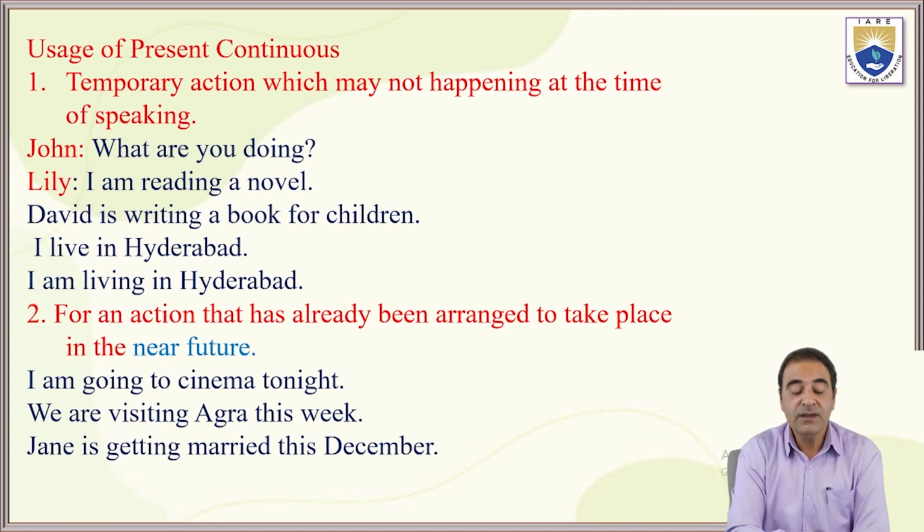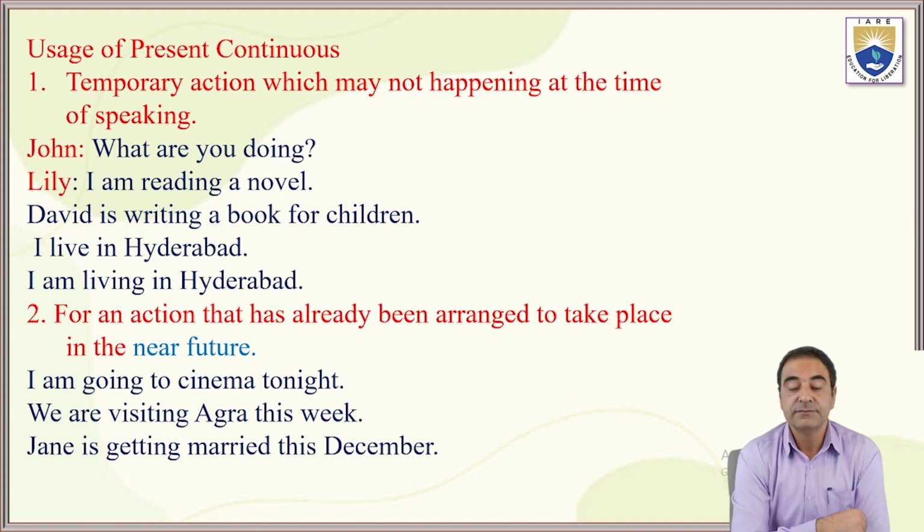Here, present continuous tense is also used to express a temporary action which may not be happening at the time of speaking. For example, there's a conversation between two friends, and one is John and the second one is Lily.